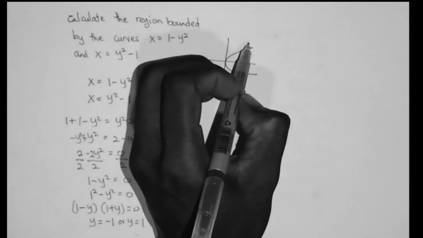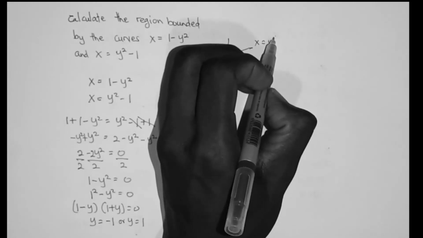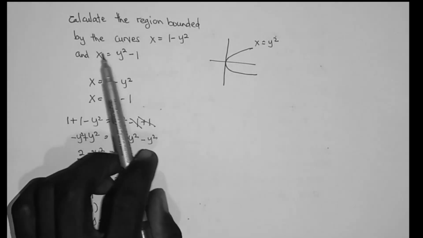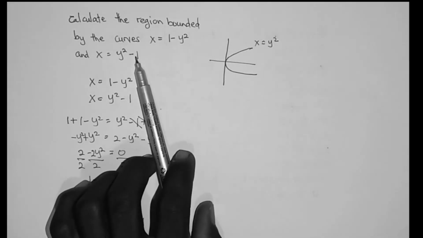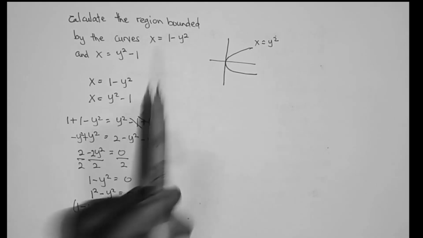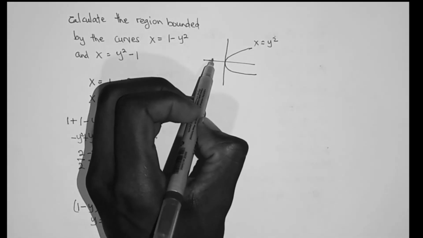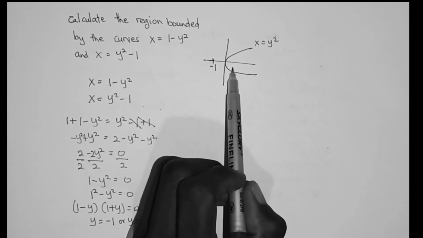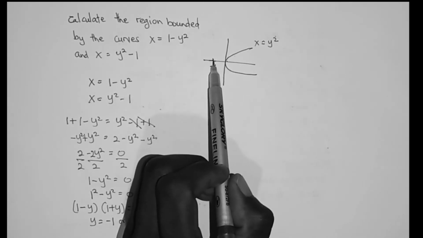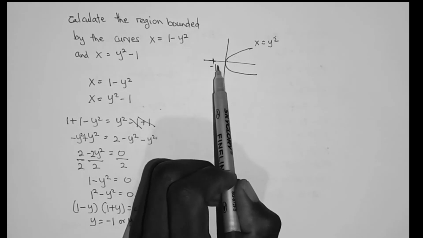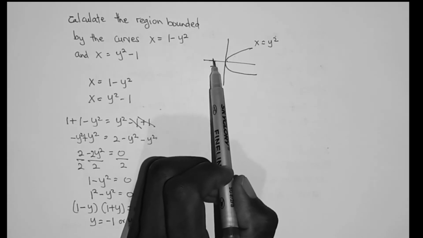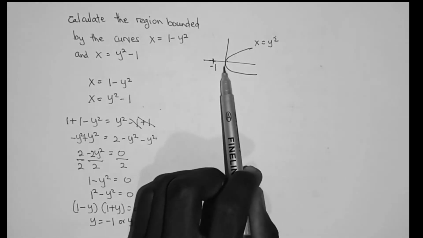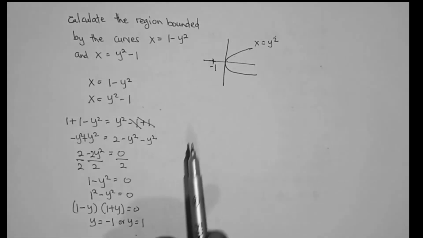This is the curve x equals y squared. So x equals y squared minus 1 means that the graph has been shifted to the left side. So let's assume minus 1 is here. Instead of starting from 0, we should shift it to this point, which is x equals minus 1. The graph has been shifted to the left side by 1.